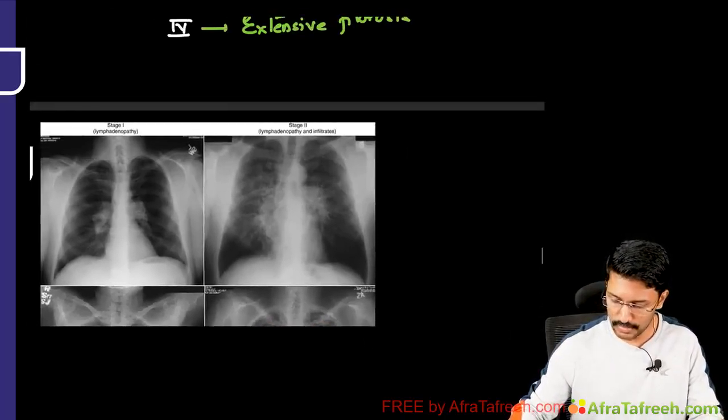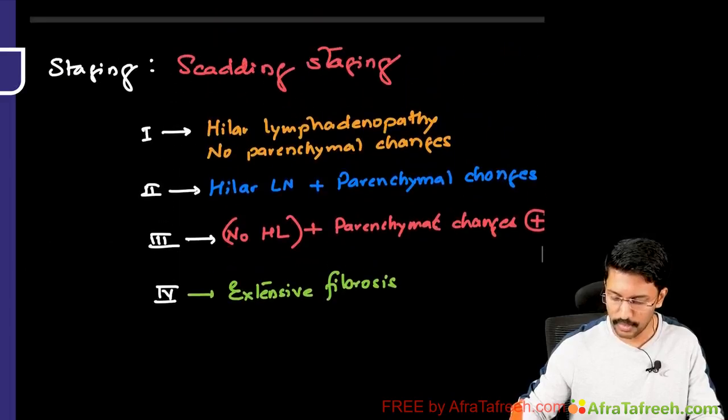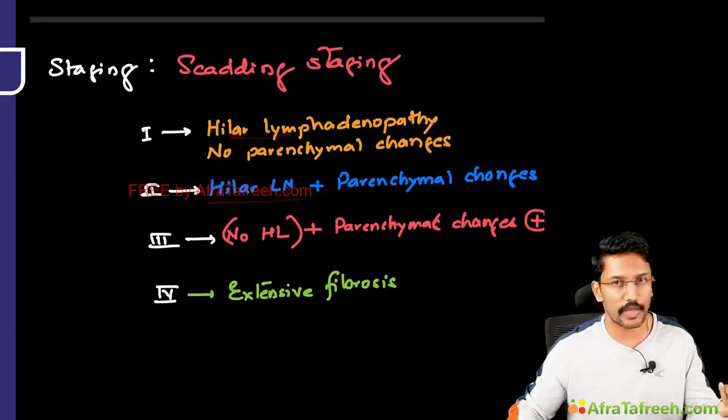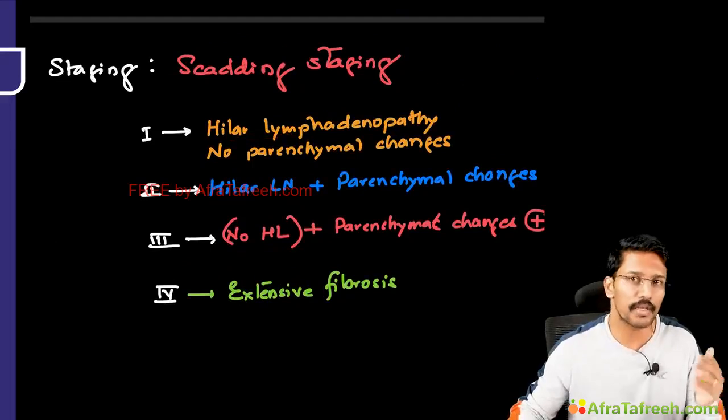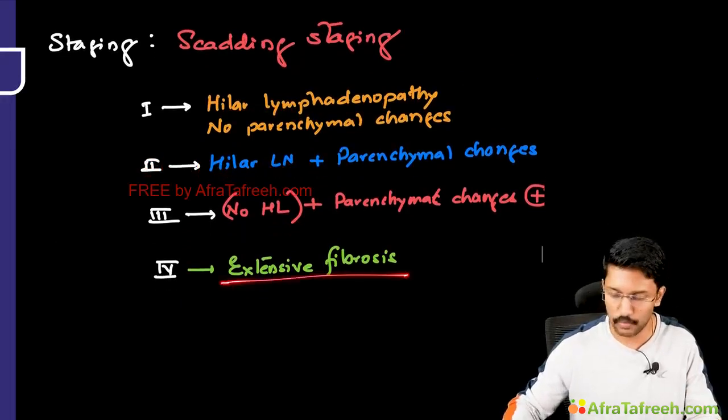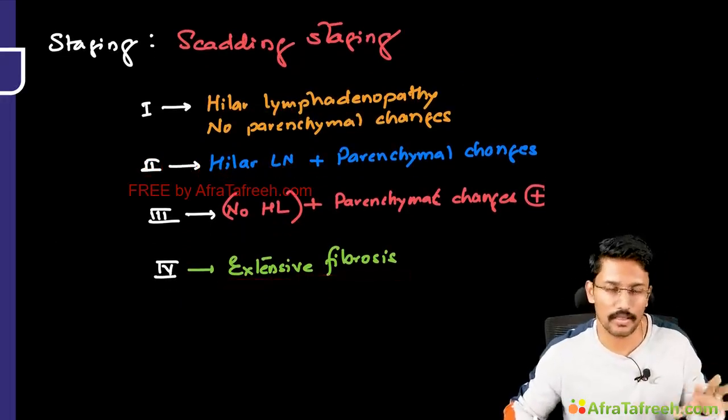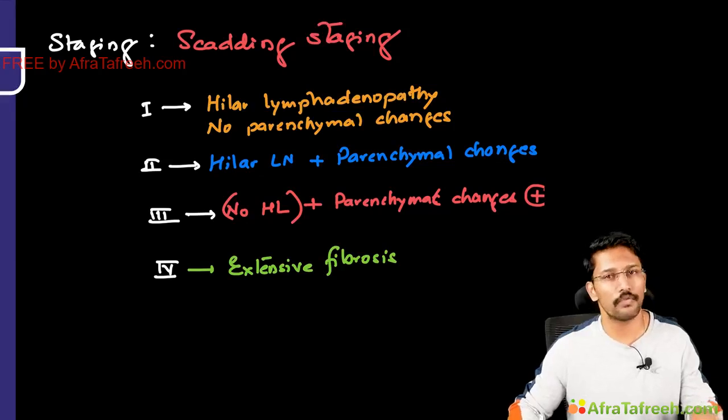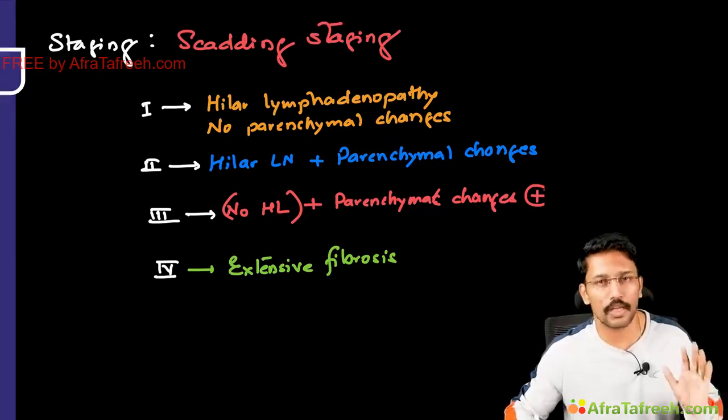Quick summary, what do we see in stage 1? In stage 1, only lymph nodes. Stage 2, lymph nodes plus parenchymal changes. Stage 3, only parenchymal changes. And stage 4, extensive fibrosis or ILD-like chest X-ray. This is about the Scadding stages of sarcoidosis.